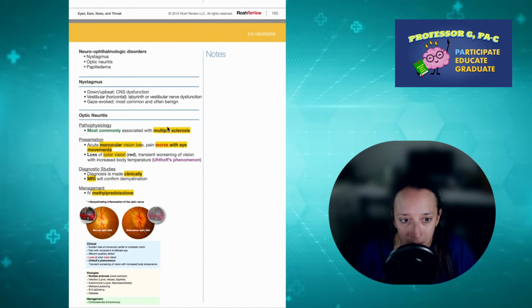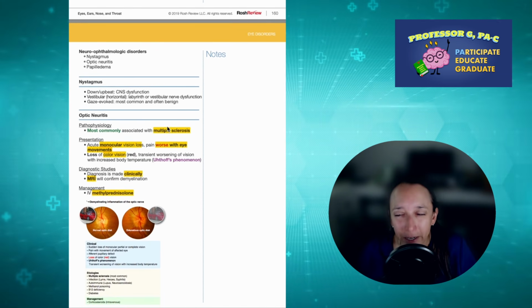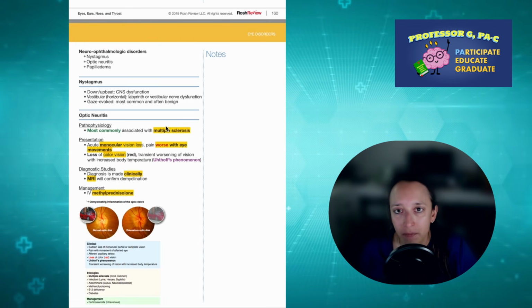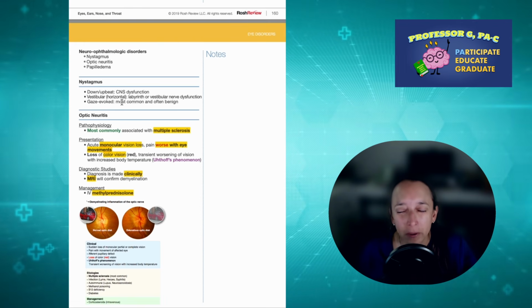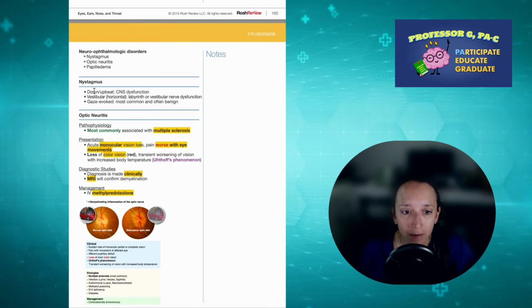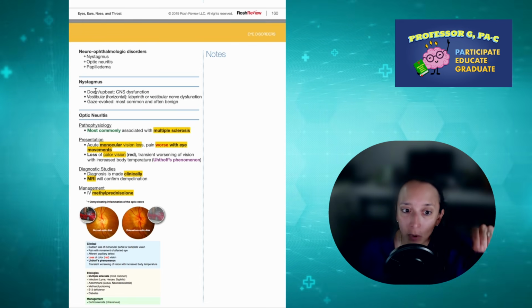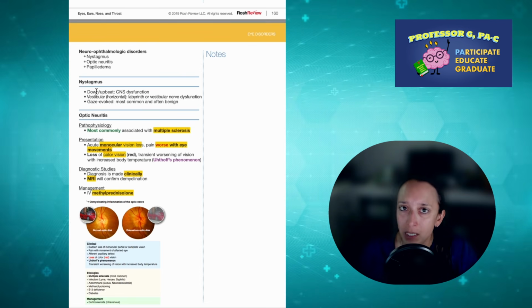Okay. Next up, neuro-ophthalmologic disorders. So nystagmus. Nystagmus is more of an indicator, a symptom, or a finding that we see on physical exam. Main things you want to know for like exam purposes is going to be if it has a downbeat or an upbeat, so it's more vertical in nature. It's usually more of a CNS issue.